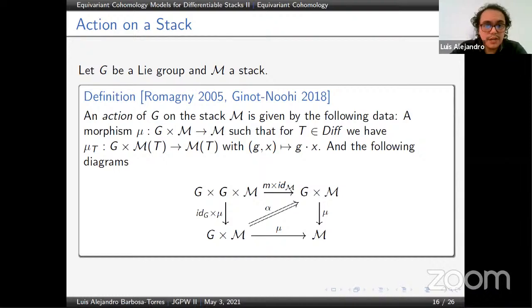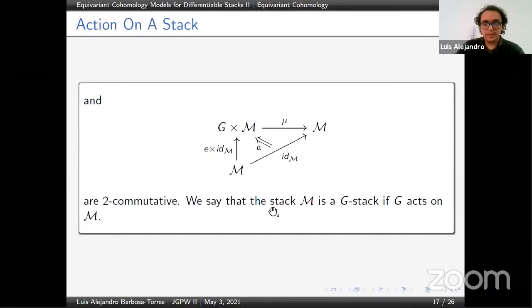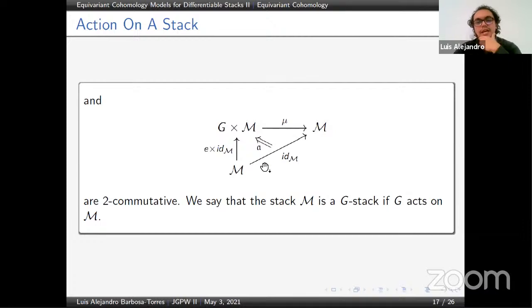So an action of a Lie group G on the stack M is going to be a morphism of stacks such that it's going to give us a weak definition of an action. That means that this diagram is going to commute in this setting, but only up to isomorphism. So if you go along this path and along this path, you are going to get something that is equal up to isomorphism. That means this alpha here. In a similar way, you are going to get something for when you are using just the identity. So the identity is going to leave everything in the same place up to isomorphism.